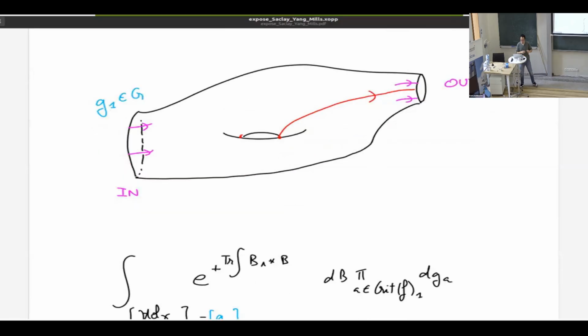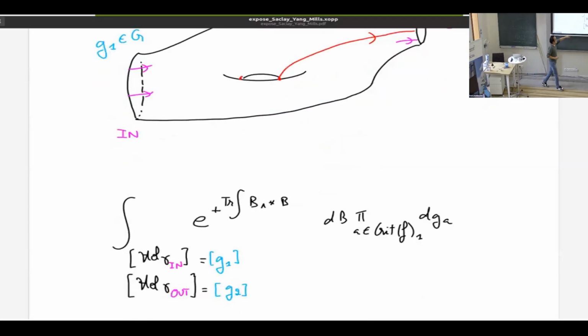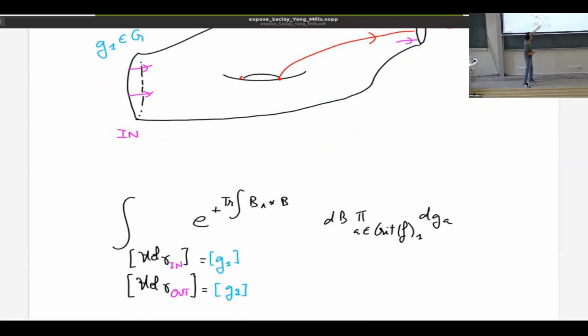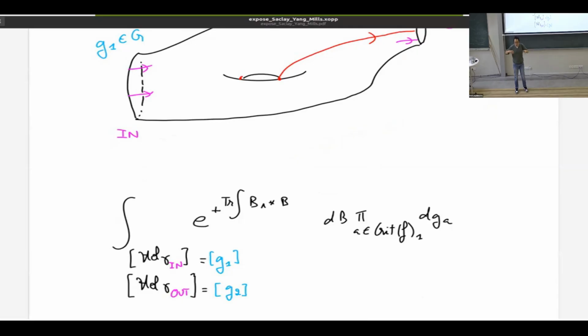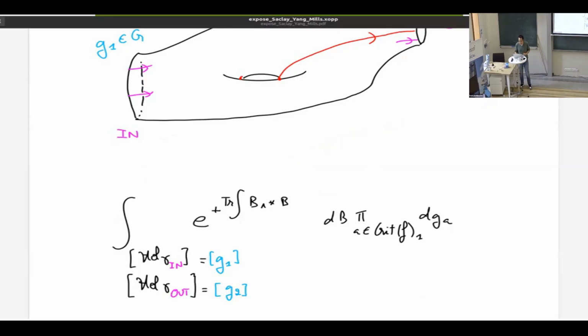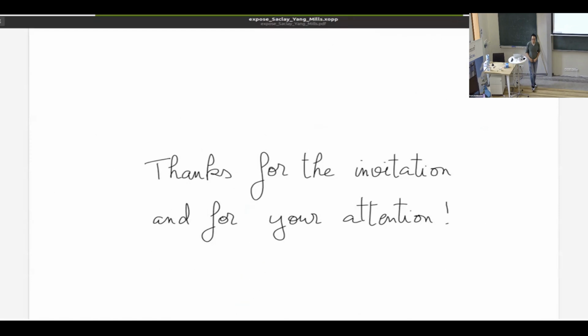You can construct Segal amplitudes in this Morse de Rham model by considering the functional integral and putting a kind of boundary condition on the functional integral. So if you have a surface with boundary, and you integrate over all connections, and you prescribe the holonomy at the in component and at the out component, you get the analog in the 2D Yang-Mills case of the Segal amplitudes. And I think I want to stop here, and I would like to thank you for your attention.